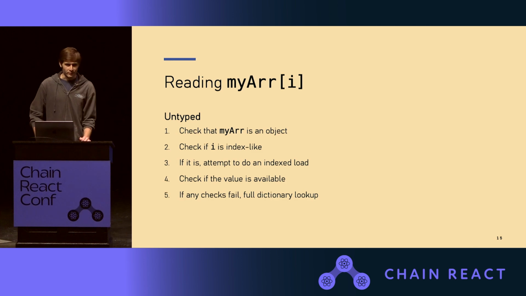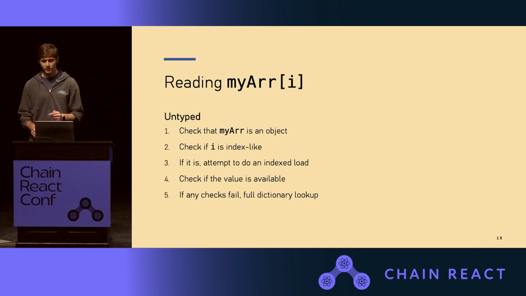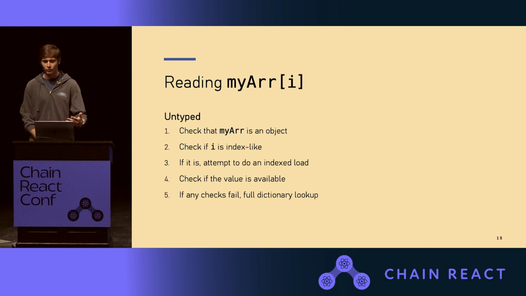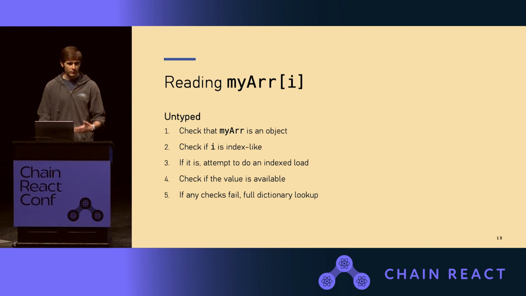Let's go through the steps for how reading something from the array would work. Again, we have to first check that myArray is actually an object. Then we have to check if I is index-like, which means that I is an integer and it fits within 32 bits. If it is, then we can go to a special path where we attempt to do an indexed load from the object. After that, we have to check if the value is available. This means we have to check whether we've gone out of bounds or if you've done something like delete a property on the array. And if any of these checks fail, we fall back to the full dictionary lookup.